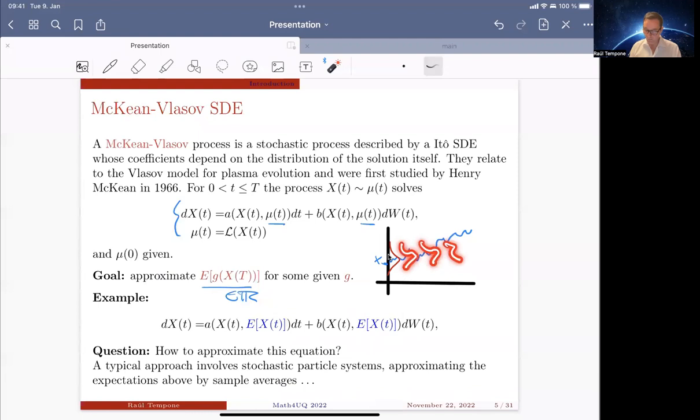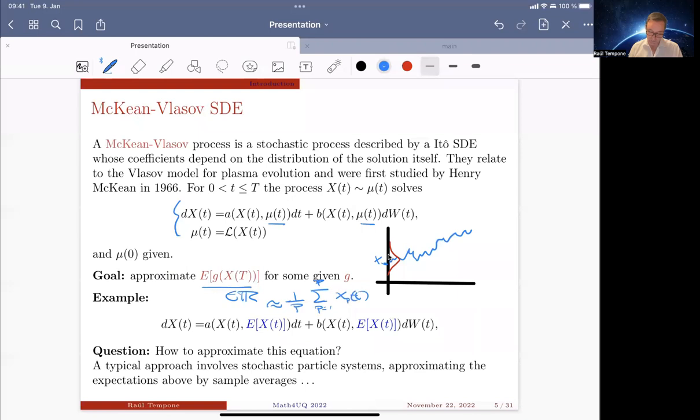Well, a typical approach involves stochastic particle systems. In which sense? Well, we say, fine, we don't have this expectation, but for instance, I could approximate this by some sample average with respect to some number of particles, and I will describe what particles are immediately, but essentially they are solutions of the same equation, but with initial conditions that are sampled out of mu zero. So in this case, you will have something like this, right? To be capital P here, and then each of these xp's, right, evaluated at time t.